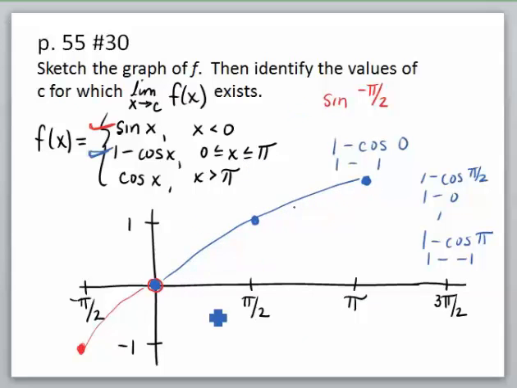Remember, this is just a sketch. This may not be exactly how it looks. Just keep that in mind. This is a sketch. I'm just sketching it.